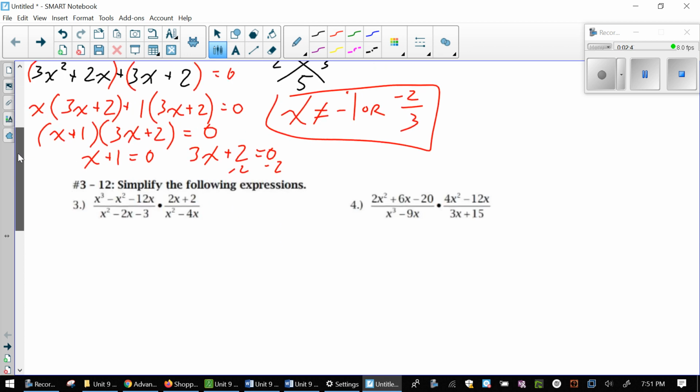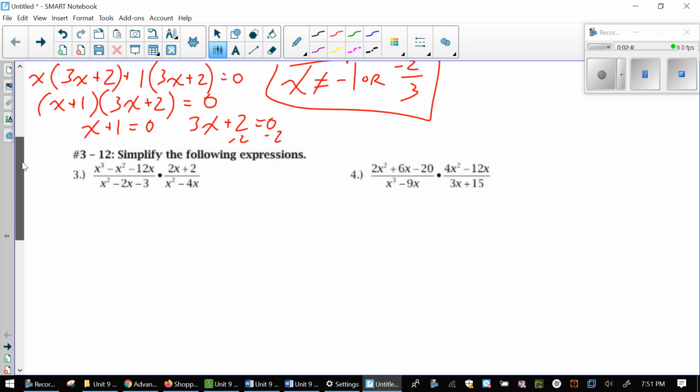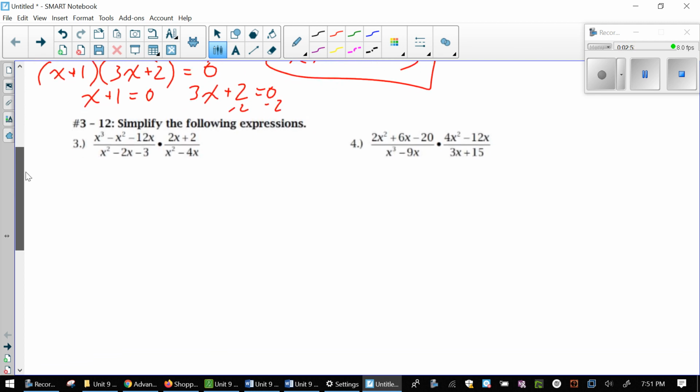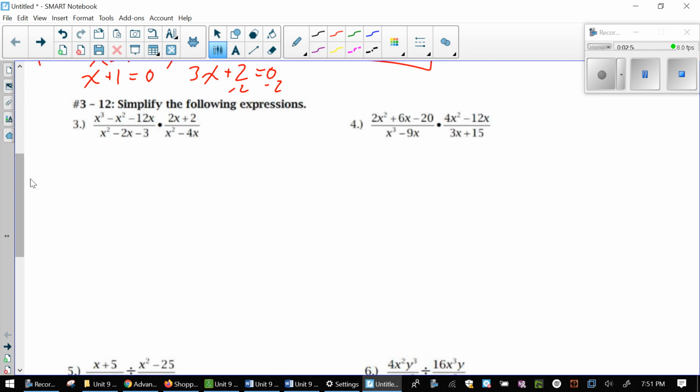All right, let's see, what else do we have questions on? Let's go ahead and do number 3. So we're just going to simplify this expression. So remember, the name of the game here is factoring, so we're just going to factor everything. If I look at the top here with 3, I pull out an x, I'm left with x squared minus x minus 12.